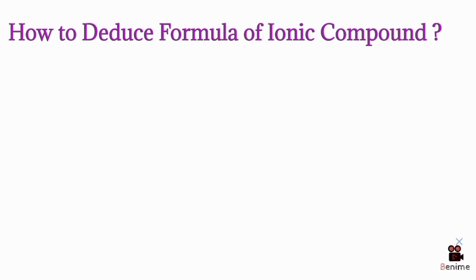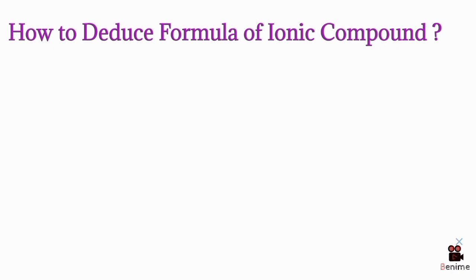How to deduce the formula of an ionic compound. Chemistry can feel like a puzzle, but once you know how the pieces fit together, it's actually quite logical. Deducing formulas is just a fancy way of saying, figuring out how many of each atom you need to make a stable compound. Here's the step-by-step breakdown.